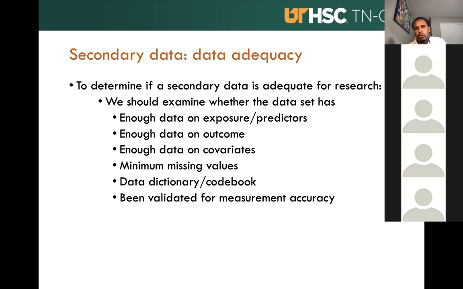Another metric for the quality of secondary data is whether it has been validated. If the data has been validated for measurement accuracy, this is another metric, and usually we have to look for this. Or if the data has not been validated, we have to state that the data has not been validated.